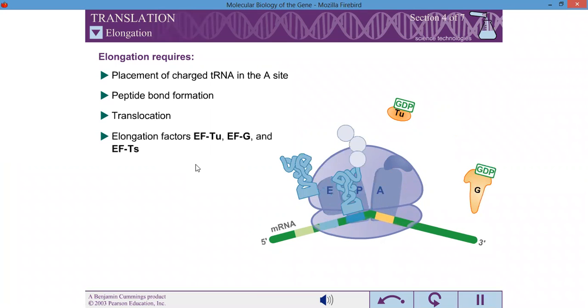In prokaryotes, this requires 2 translation elongation factors, EFTU and EFG. A third elongation factor, EFTS, is needed to recycle EFTU. Elongation is very similar in eukaryotes, and only the prokaryotic process will be described here.